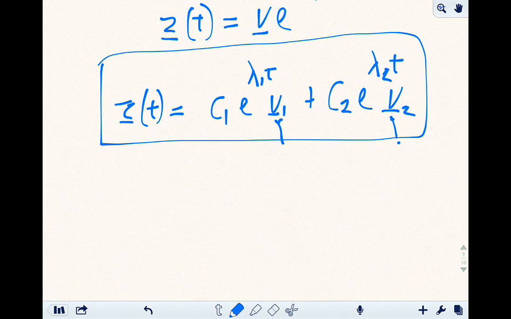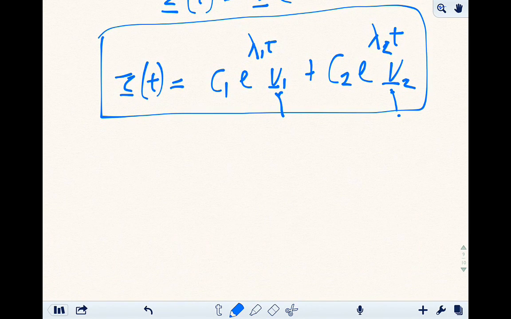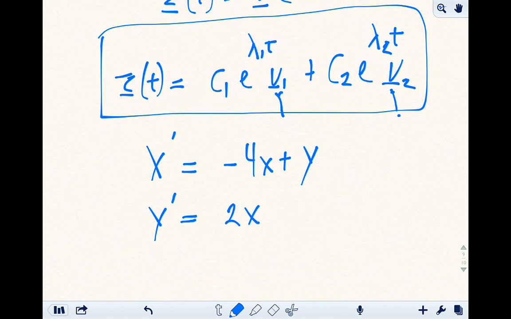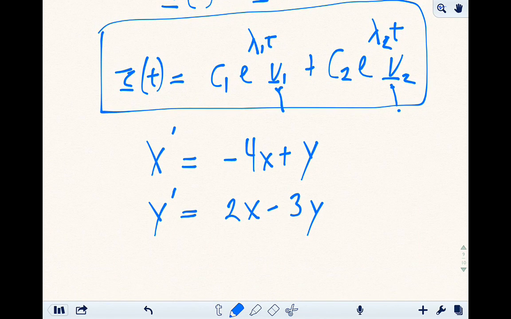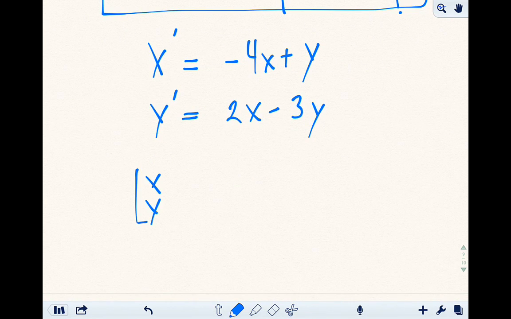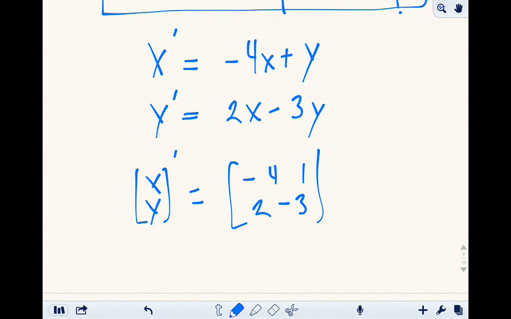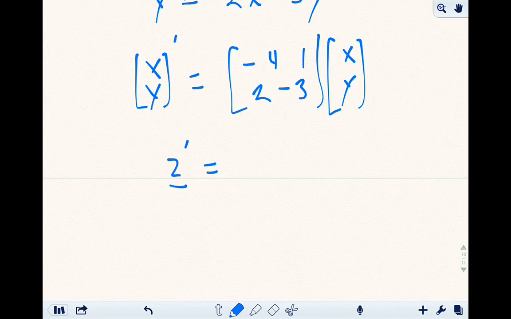So we're going to go ahead and solve one example. We have x prime equals negative 4x plus y. This is in your lecture notes. And we have y prime equals 2x minus 3y. This is a set of linear equations. You see here our original a is minus 4 and b is 1 and c is 2 and d is minus 3. So we can write it as we've been writing it. In matrix form we write it like this: (x, y) prime equals the matrix [minus 4, 1; 2, minus 3] times (x, y). That's the equivalent of writing it as z prime equals Az.